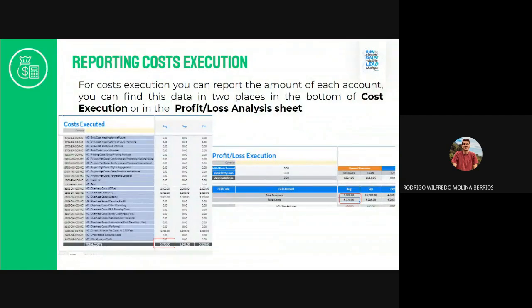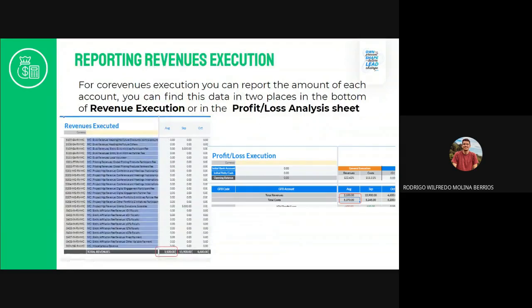Well, we have seen that the data is in separate tabs. You can check it, for example, here, the costs, you can check it on the cost executed tab, or you can go to the profit and loss executed, where it shows you the revenues and the cost together. For reporting is mostly the same. You can go to the revenue execution tab, or you can go to the profit and loss tab, which shows you the total revenues and the cost together.